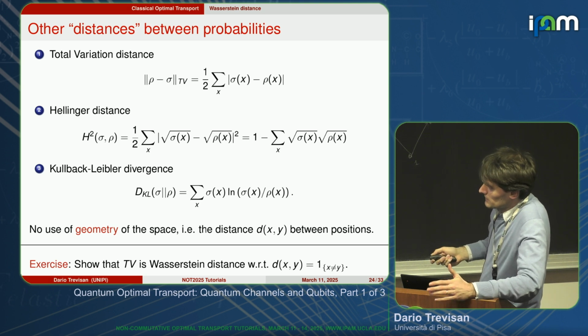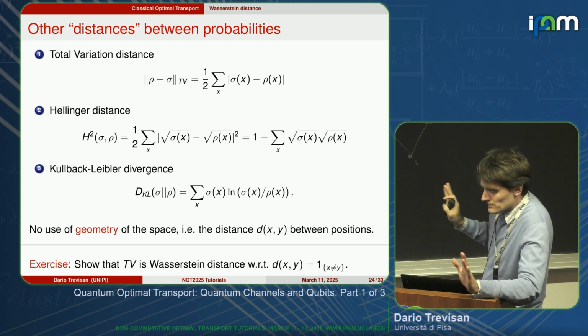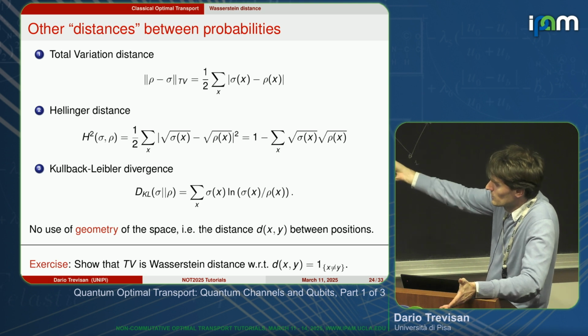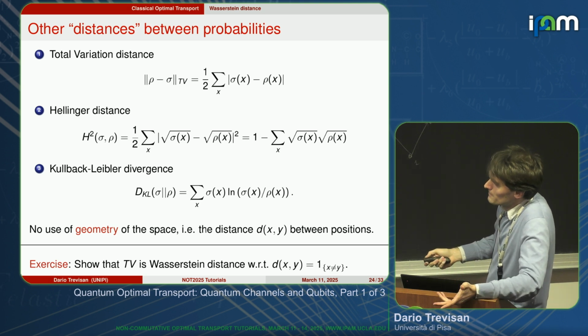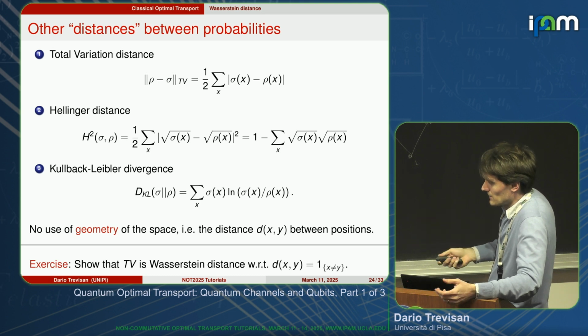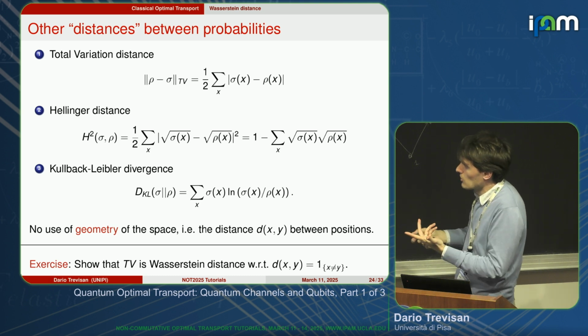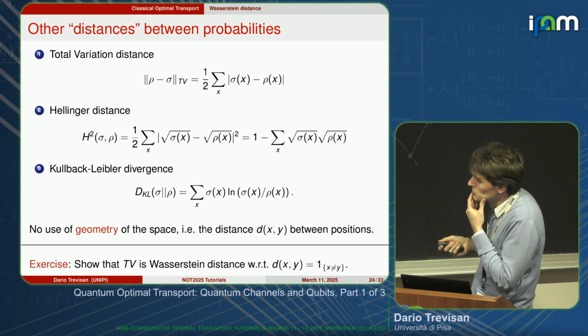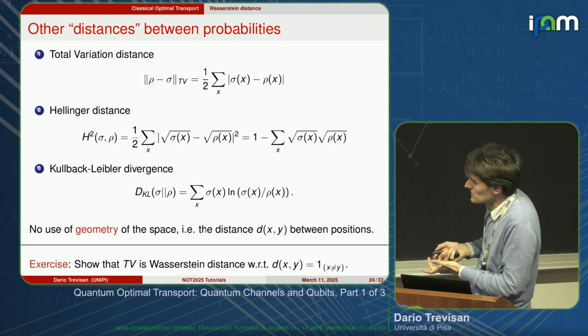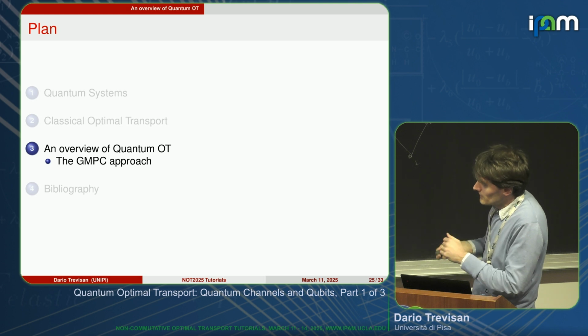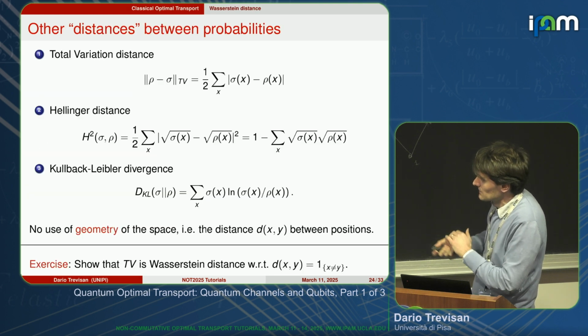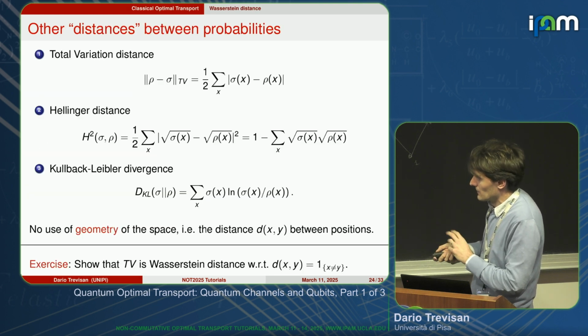Now, what is the point? These are very simple distances, simple in the sense that I can give you a formula, but they don't use any geometry of the space. If you have the Euclidean geometry, here there is no Euclidean geometry underneath the points x and y, while optimal transport is more adapted to this kind of geometric consideration.